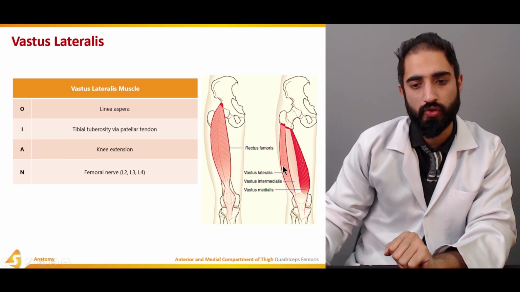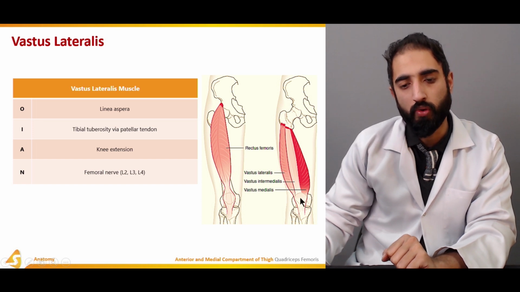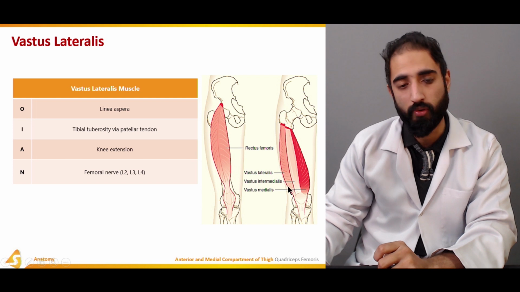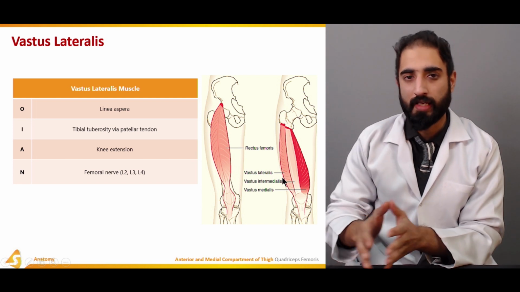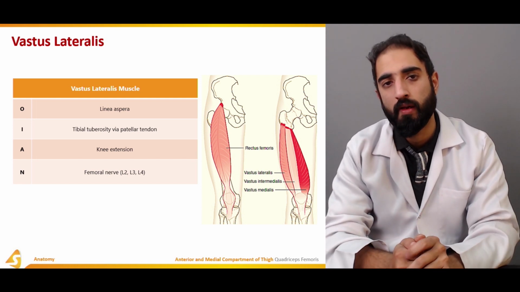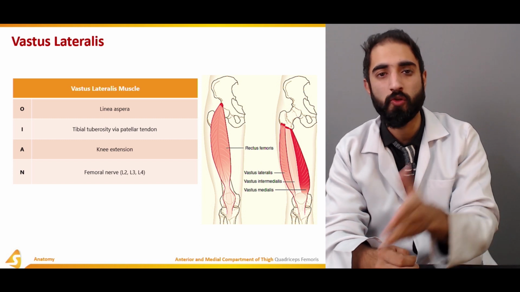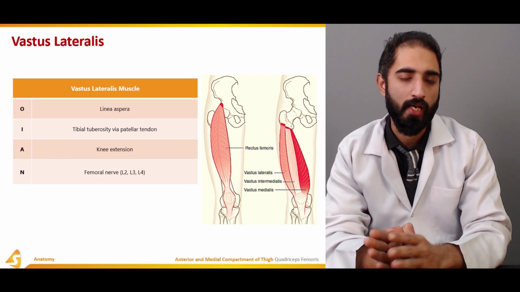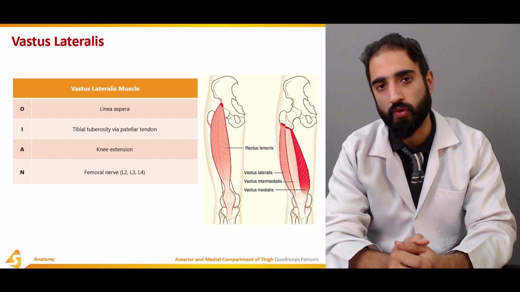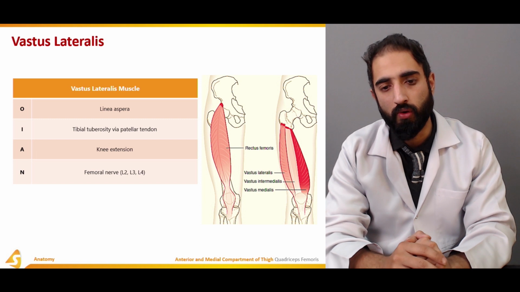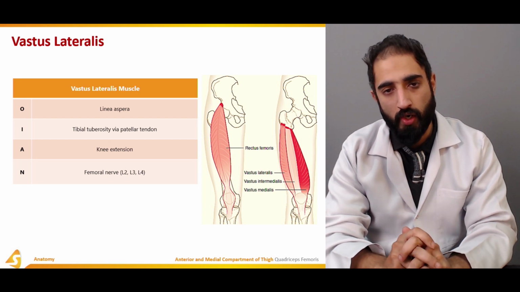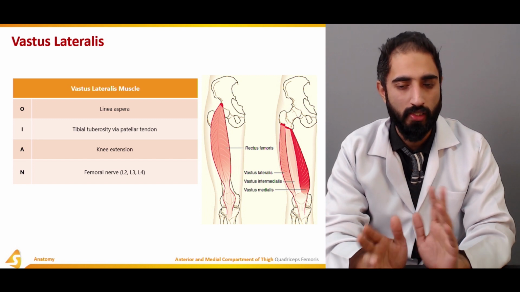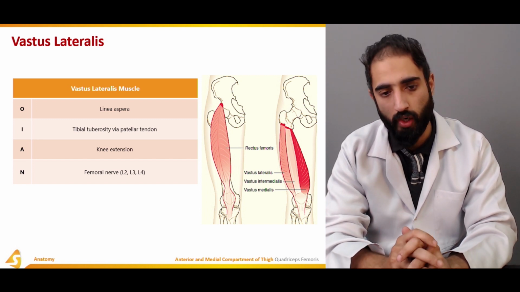But its contraction not only pulls the patella upwards and causes knee extension, but it also pulls it laterally. So it has a slightly oblique line of action of the force, which needs to be counteracted by the vastus medialis, because that is located on the medial aspect and needs to counteract its force. So in terms of its function, it is a knee extensor and not a hip flexor because it is not crossing the hip joint. It's just a single joint muscle.